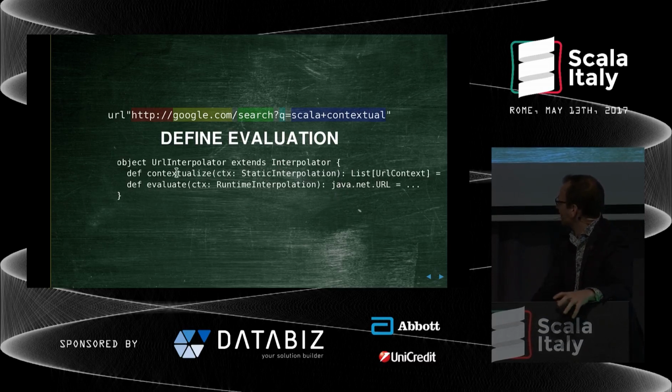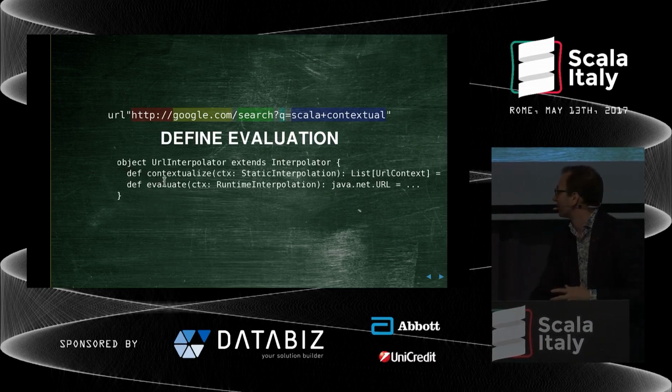So a slight subtlety, and something to maybe get your head around, is that these 2 methods are both defined on the same object. One of them runs at compile time, contextualize, and one of them runs at runtime, and they have different information available to each of them.